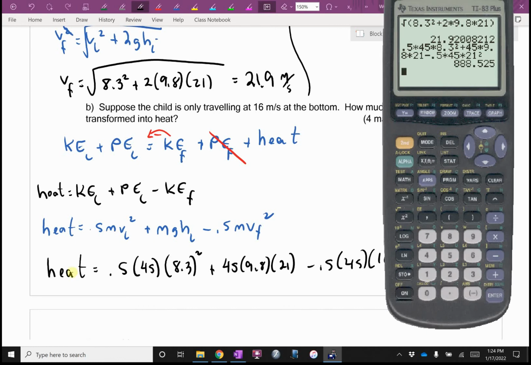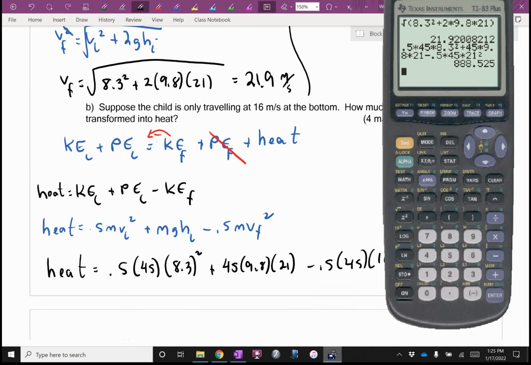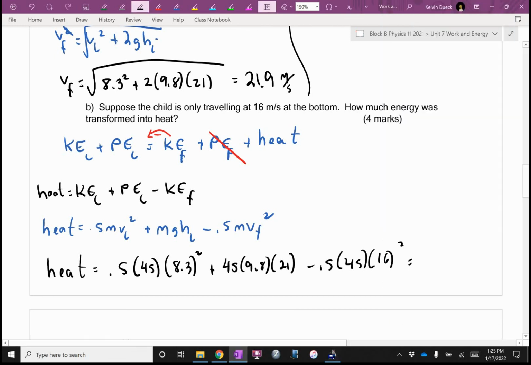No. There's no squared on the heat. I don't need to square root it. 16, not 21. Oh, 16. On my calculator, I made a typo. That's what you're saying. I put a 21 there instead of a 16. That'll make a big difference. You get 5,051 joules.